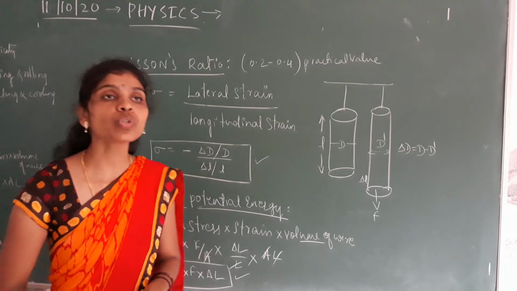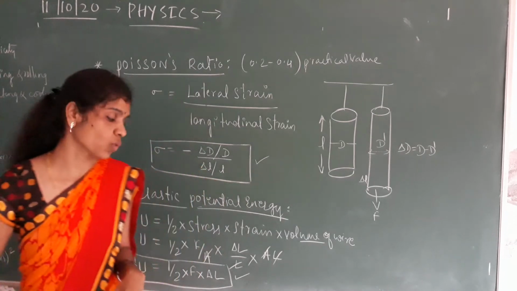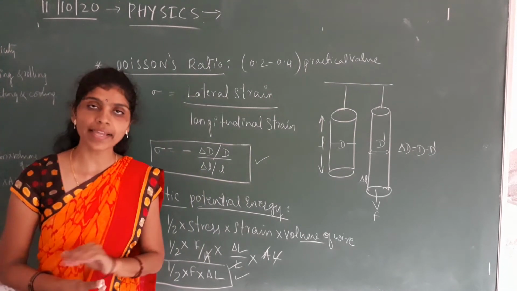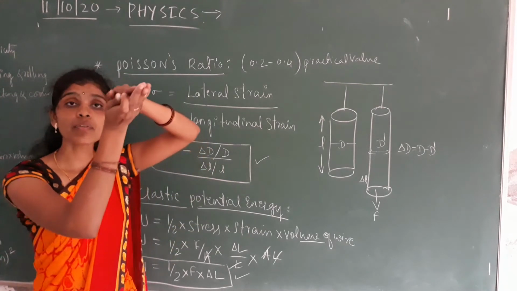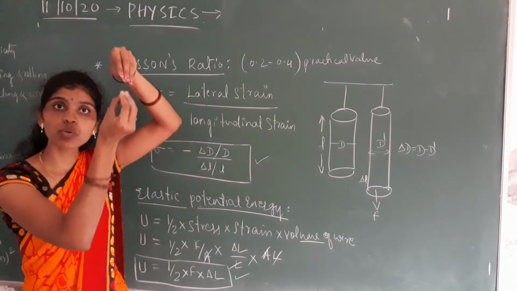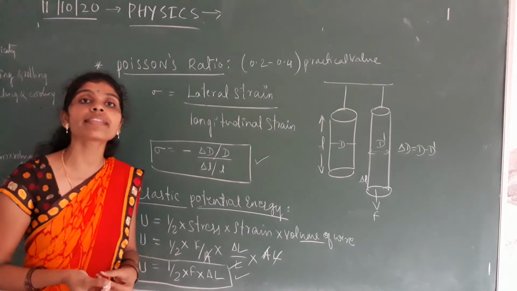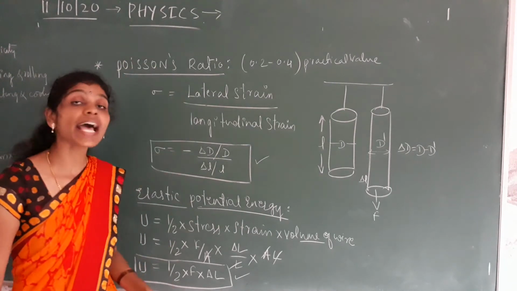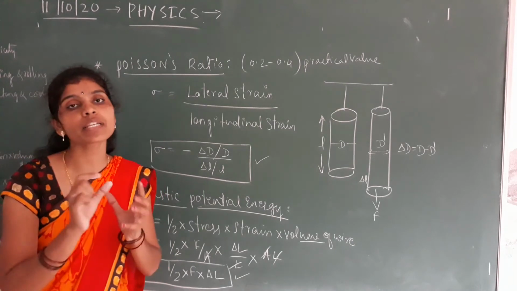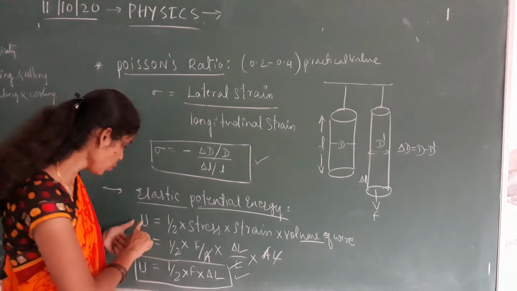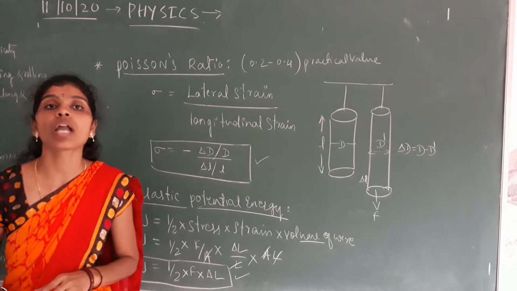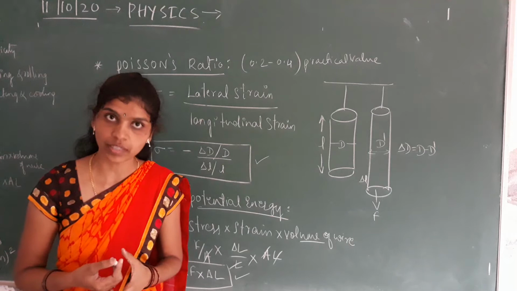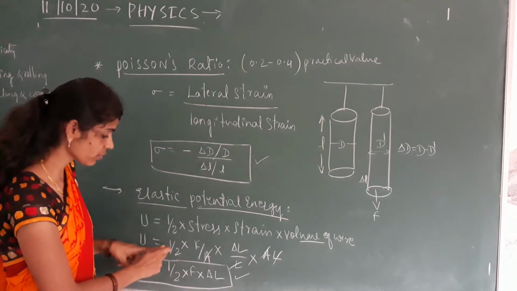So next we shall move to elastic potential energy. Let us consider a wire. When we apply stress to the wire, it is going to elongate. Then we say that work is done on the wire. Elastic potential energy is always represented by the symbol U, and it is given by the formula half into stress into strain into volume of the wire. So half is a constant value.